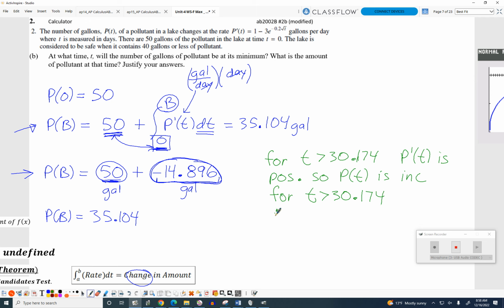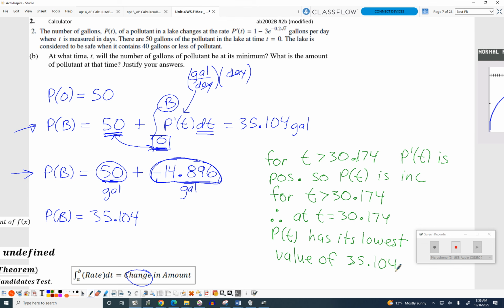Therefore, at time equal 30.174, P of t has its lowest value of 35.104 gallons. Question?